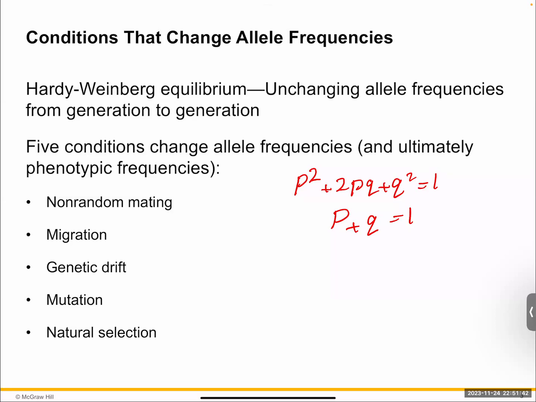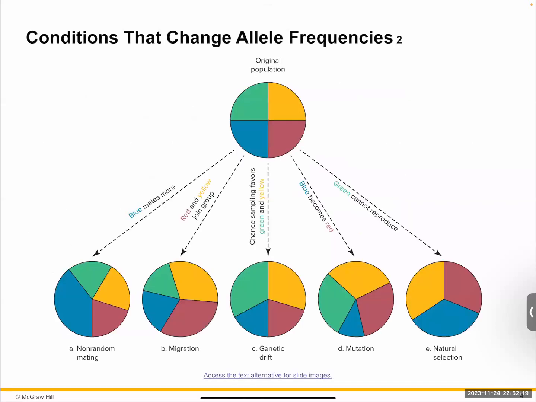Now, as part of the lecture, we also talked about 5 major conditions that, if applied to a population, can cause change in the allele frequency and therefore change in genotype and phenotype frequency. They were non-random mating, migration, genetic drift, mutation, and natural selection. As I mentioned, we did talk about some of this terminology in terms of definition. We will expand on this today by looking at some examples in the human population.